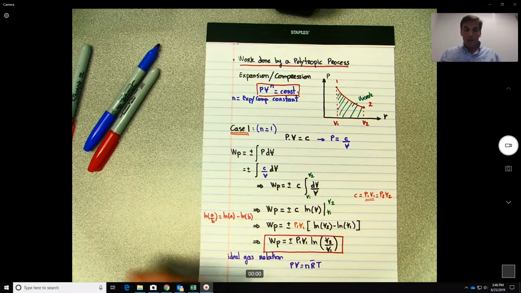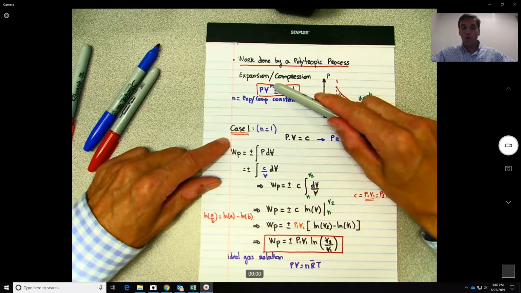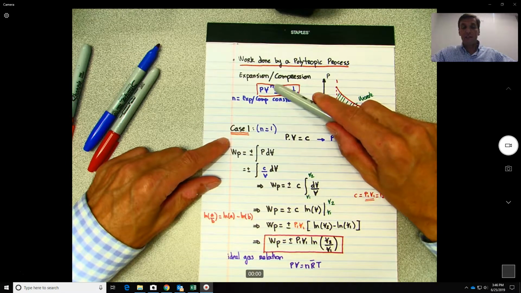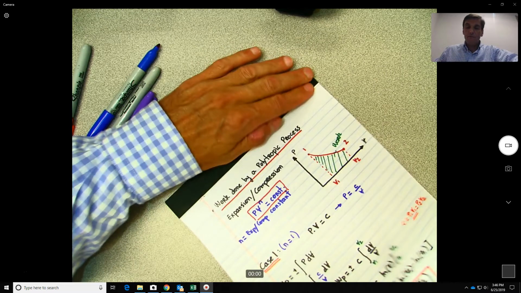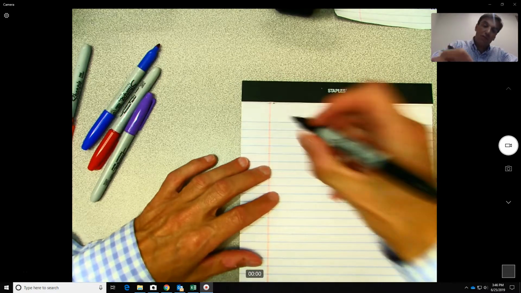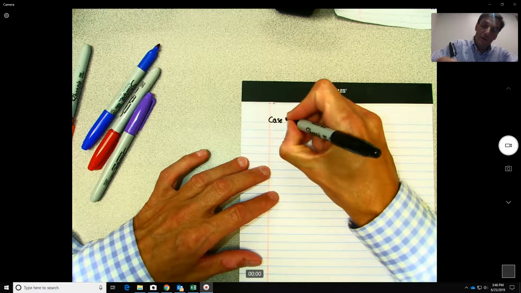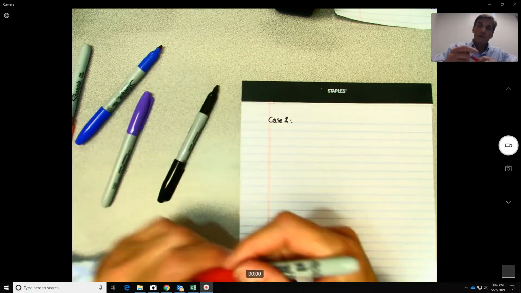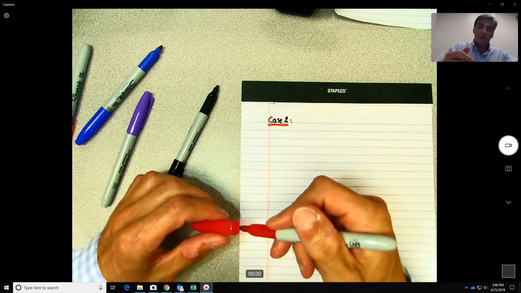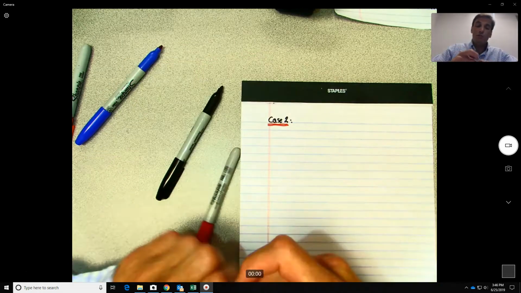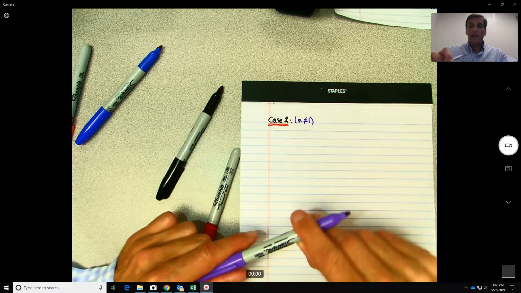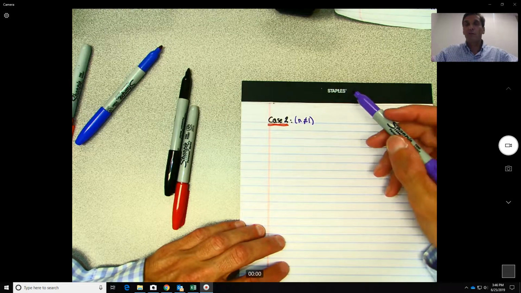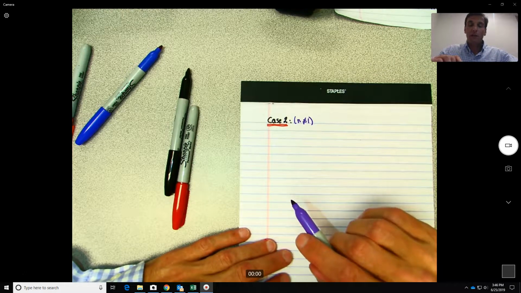Okay, so that was the first case when n equals 1, but we can have the other case when n is different than 1, and different than 0. So for case 2, I'm going to keep the notation simple. Basically, let's just say n is different than 1, and should also be different than 0 and positive.